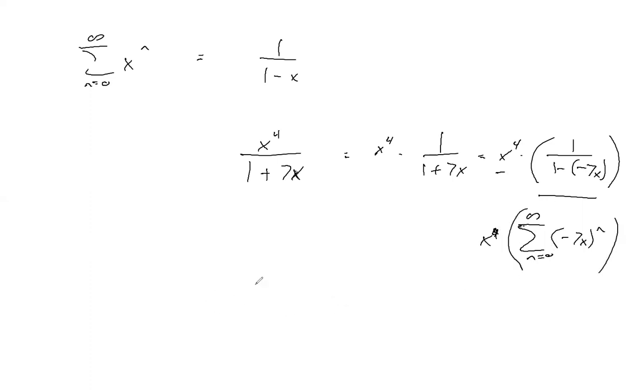Now I'm basically going to pull the x to the fourth inside. And if you want, we can simplify this one a bit first. So let's come over here where there's a little room. I got x to the fourth times negative 7x to the power n. I can split these two terms up.